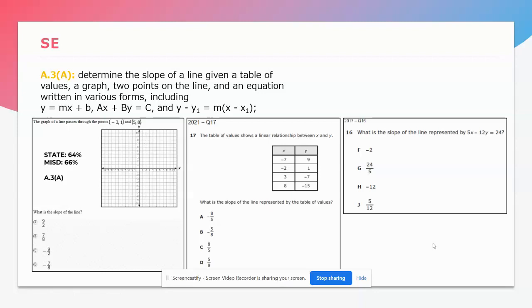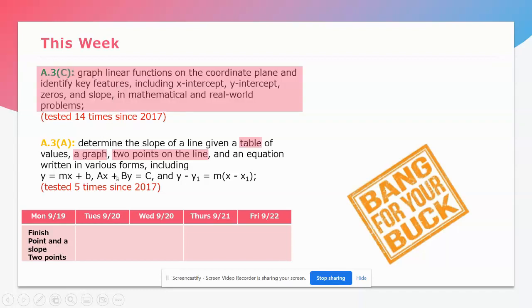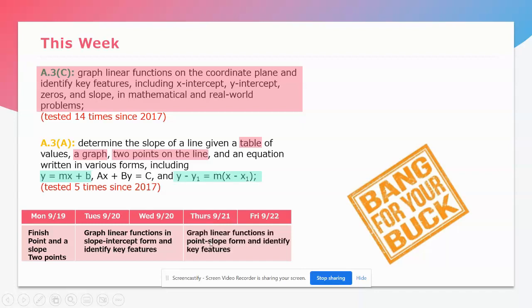Now that we've talked about that, let's get into our lessons. So you should be finishing up on Monday when you're given a point and slope and the 2 points, while making sure to include the key features and multiple representations. Then we'll start a new section with the slope-intercept form and identifying the key features. That will last 2 days. And then move on to graphing functions in point-slope form and identifying the key features for 2 days.